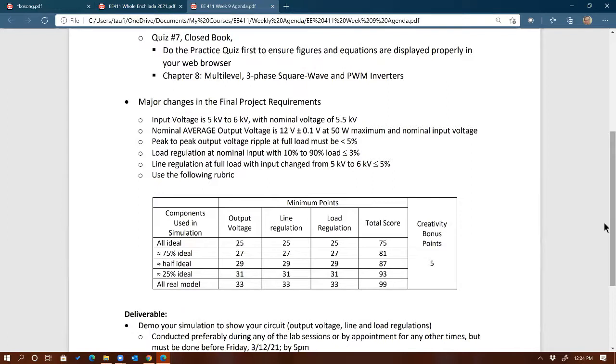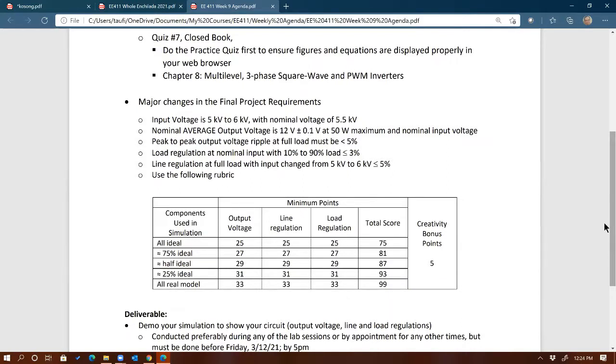And then again, since this is simulation based, I came up with this rubric that you can now use to evaluate your design in terms of the points that you'll get. These are all minimum points, right? At the beginning of the quarter, I asked you to use the Excel sheet, right? To evaluate or score your design yourself first before you demo it.